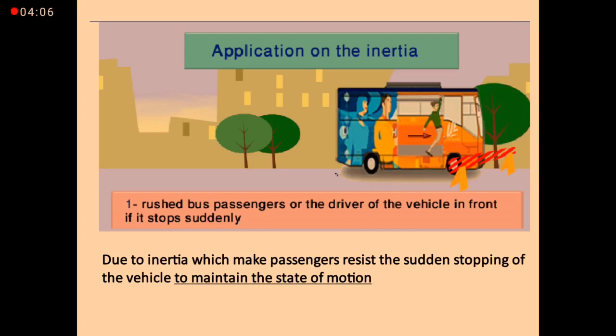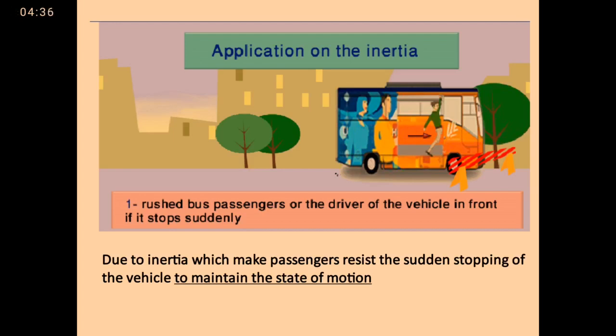And we have a question here. Give reason: passenger rushed forward when the driver suddenly stopped. We will answer: due to the inertia force that maintains the state of motion. So inertia is what caused the passenger rushing forward, and we write exactly this as the answer: due to the inertia force that maintains the state of motion.